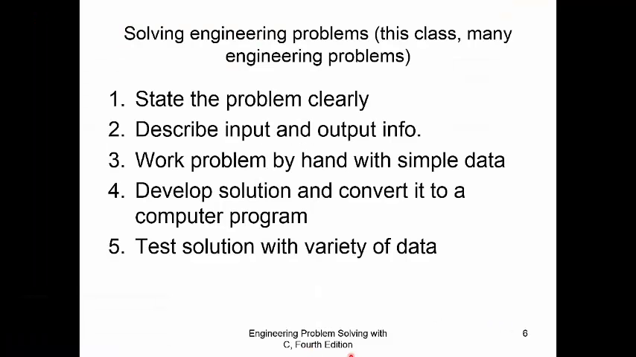So the number one step is state the problem clearly. I cannot overemphasize this enough. If you do not have a clear mental picture of what the problem is that you are going to try to solve, you are going to have great difficulty solving your problem. So after you state the problem clearly, describe the input and output information. What are the input variables? What output quantity are you looking for?